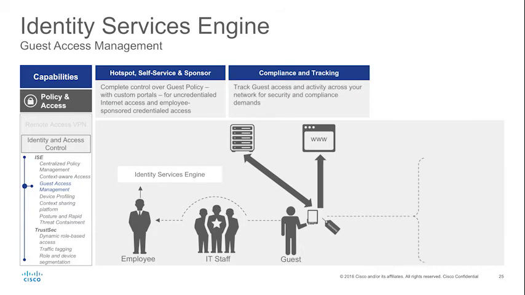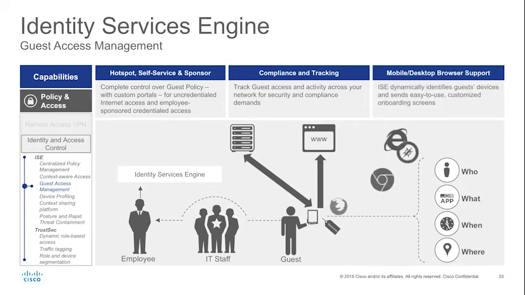The same great visibility available on employee devices is available with guests as well. Customers can see the who, what, when, and where of the connection to maintain security. With support for a variety of browsers on both computers and mobile devices, ISE can identify the type of device that guests are using and send them an easy-to-use onboarding screen compatible with their machine. This visibility also enables users to quickly profile and onboard devices as well.